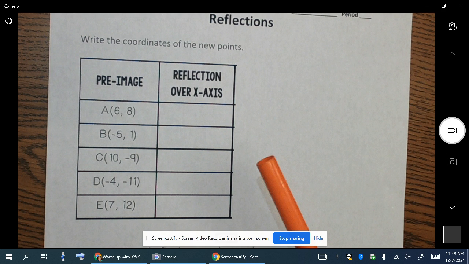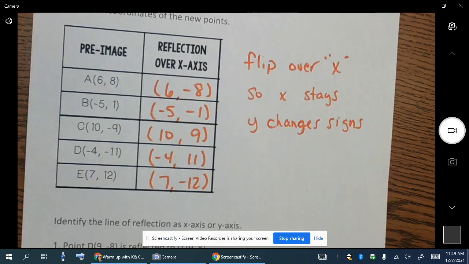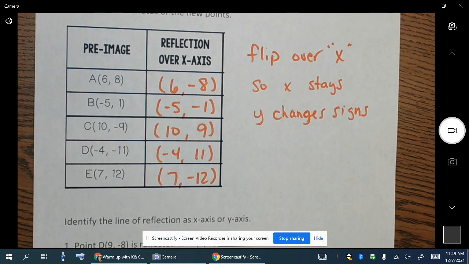So on the side of that big space, write what it's flipping over, what stays the same, and what changes, and that will help you to go through very easily and quickly and write the new answers. When you're done, look up here. See if you have questions, see if you got it right.